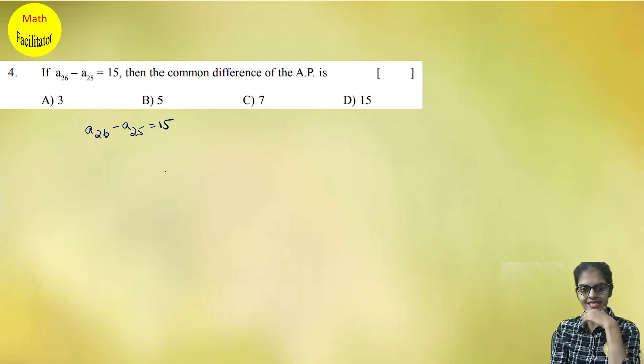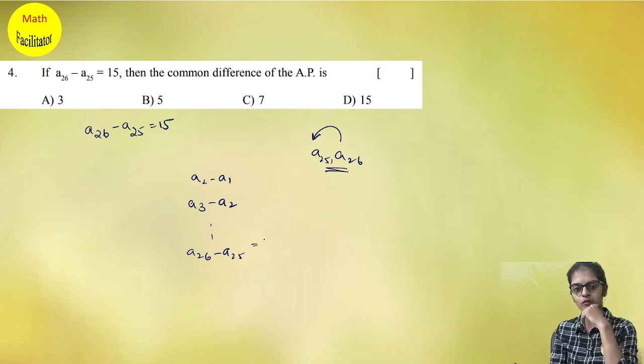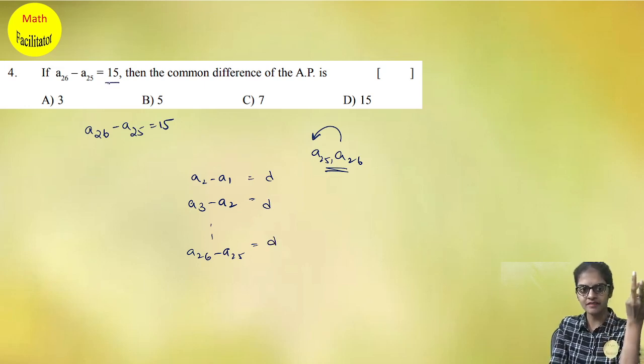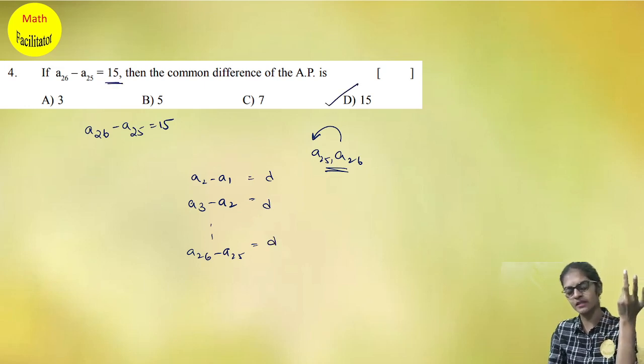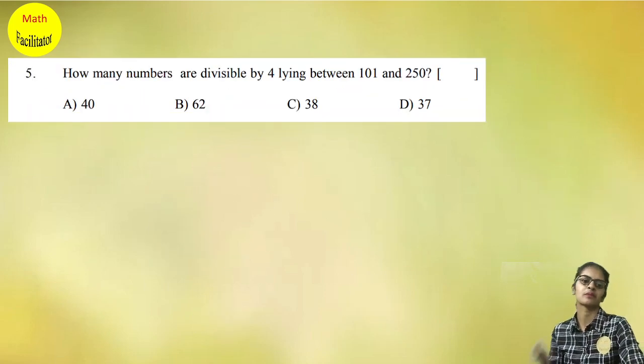We know that the successive term minus the preceding term is the common difference. See, A2 minus A1 or A3 minus A2. Similarly, A26 minus A25. If A26 is here, A25 will be here. So subtraction of these two terms will give me the common difference. It is given as 15. So directly the common difference is 15. Here what was the answer? 27. Okay. See the next one.